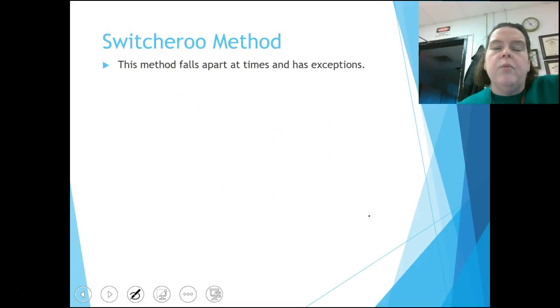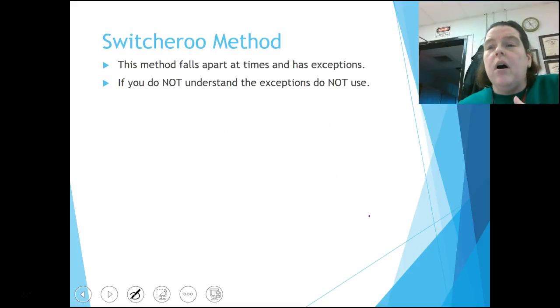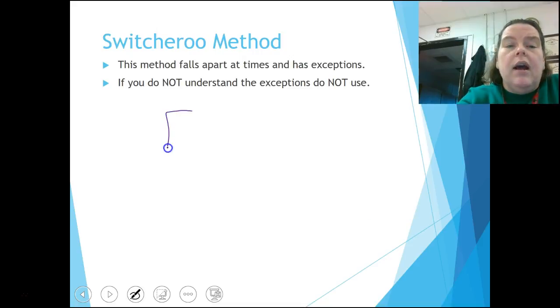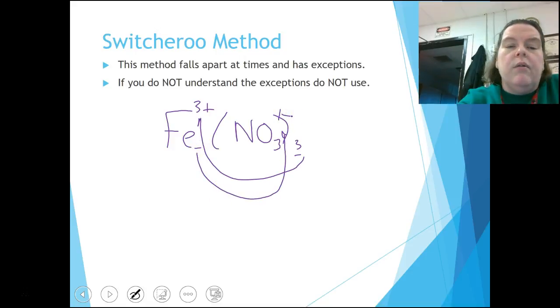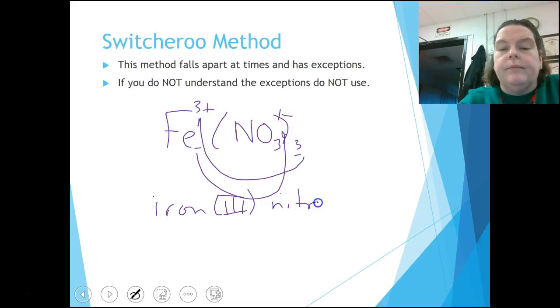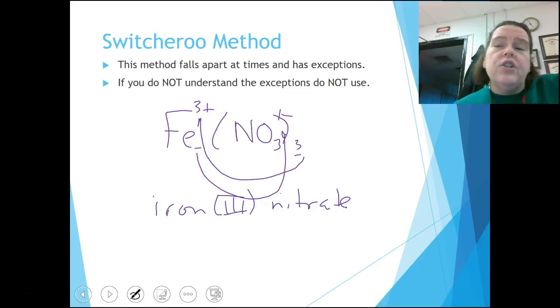Switcheroo method. Remember, it falls apart. If you don't understand where it falls apart, don't use it. So what we have is Fe(NO3)3. Remember, that's not the 3 that we're taking. The switcheroo method says this 3 must have been the charge on the Fe, so that would be a 3 plus. And because there's a 1 right there, that must have been the charge on the NO3, and that's right, it was a 1 minus. So we know that I have iron(III) nitrate. Okay, so reverse engineering is not bad.